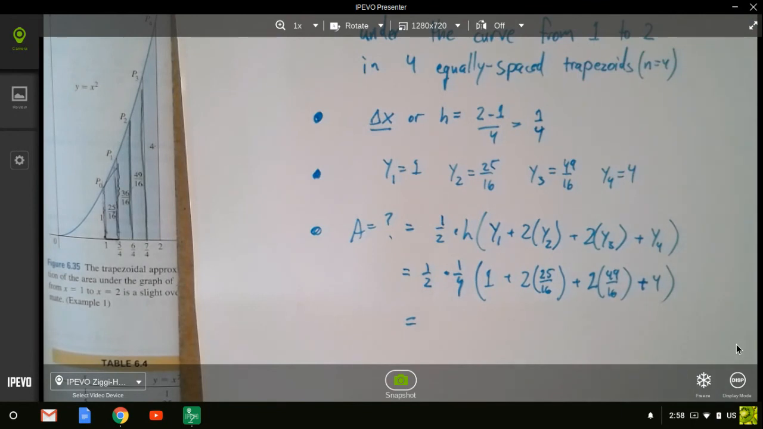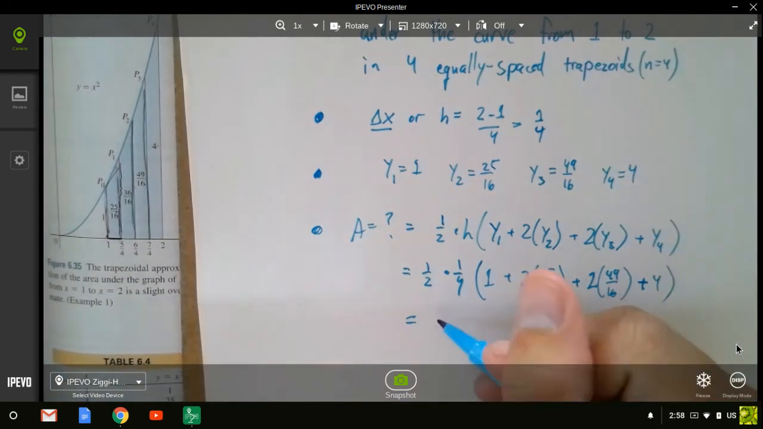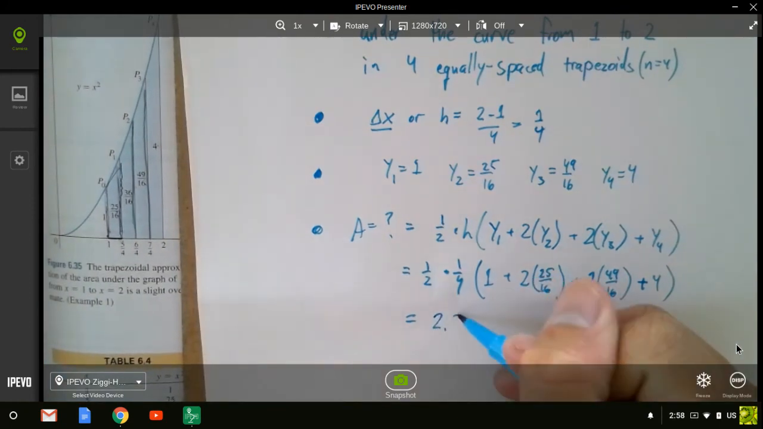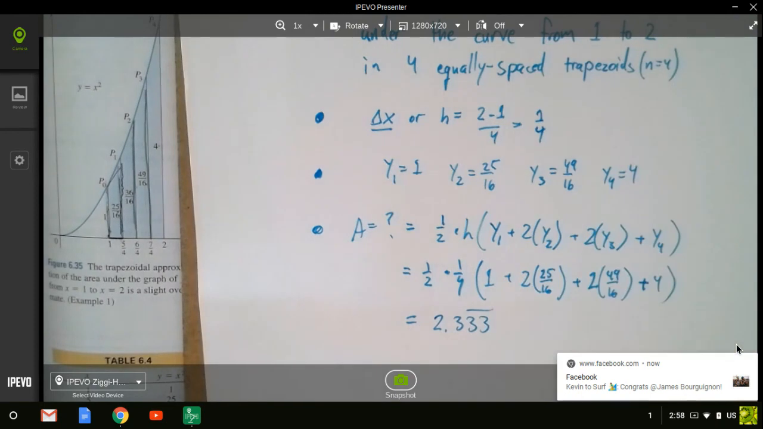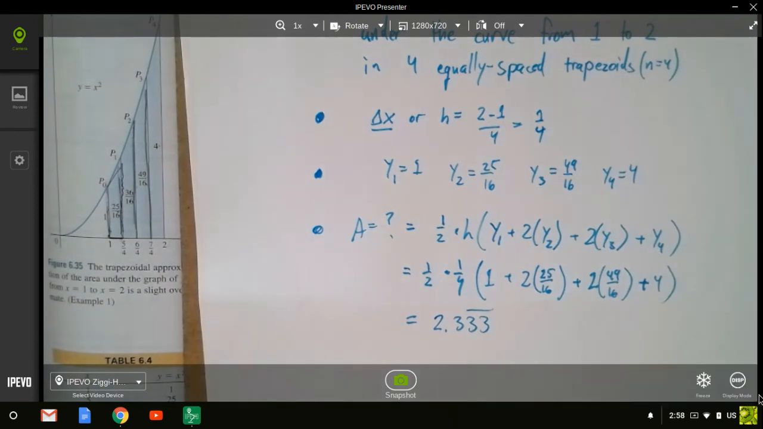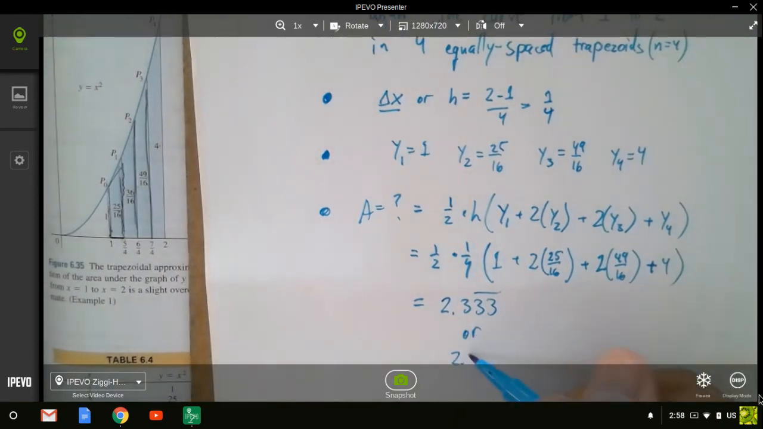Will you trust me if I just gave you the answer for this for now? Yes, please. No more mystery. Okay, I'm good. You would put this in your calculator and it would be 2.3 repeating. You don't even have to write that. You can just write 2.3 repeating, and that'd be enough.